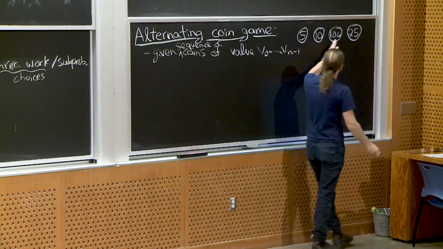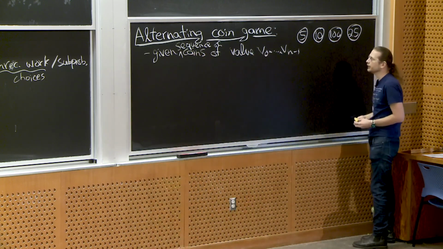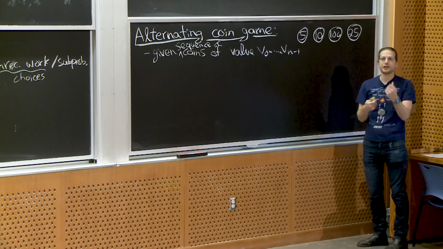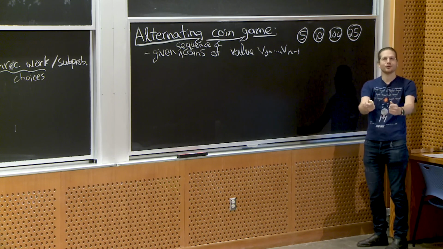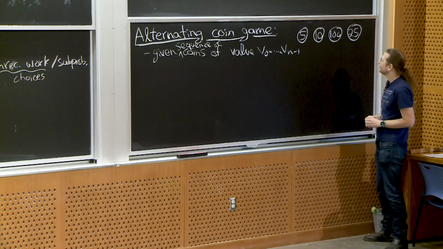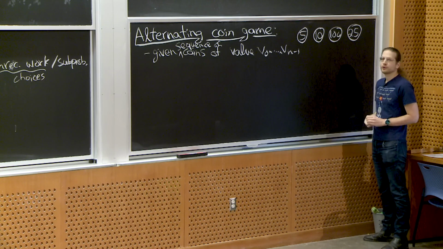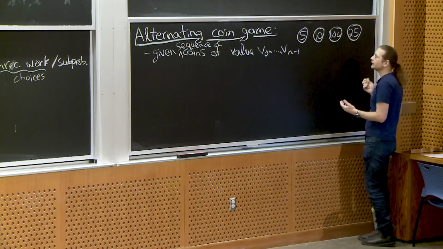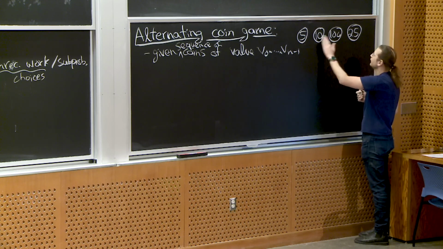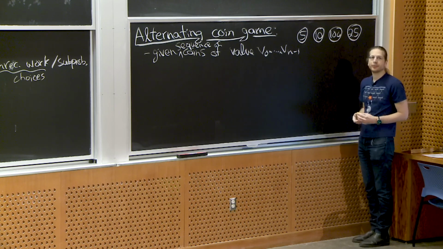For example, 5, 10, 100, 25, not necessarily sorted order. And the rules of the game are, we're going to take turns. I'm going to take turns with you. I'm going to use I and you to refer to the 2 players. And so in each turn, whoever's turn it is, we get to choose either the first coin or the last coin among the coins that remain.